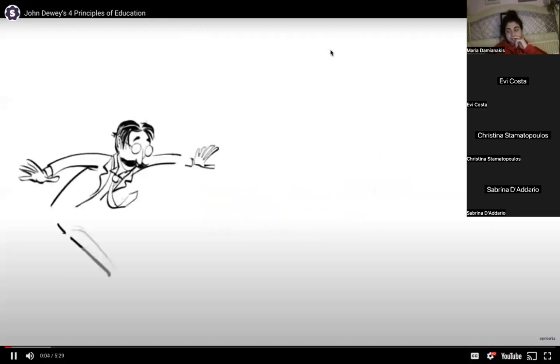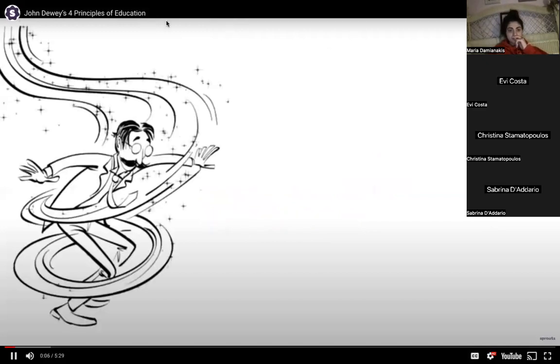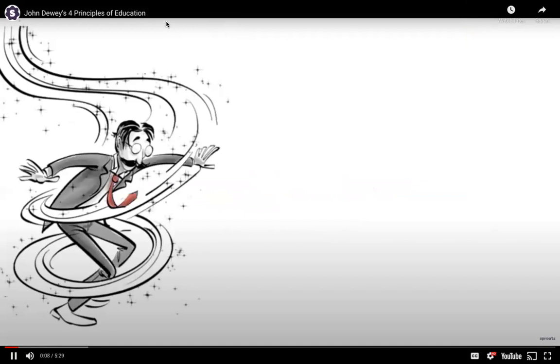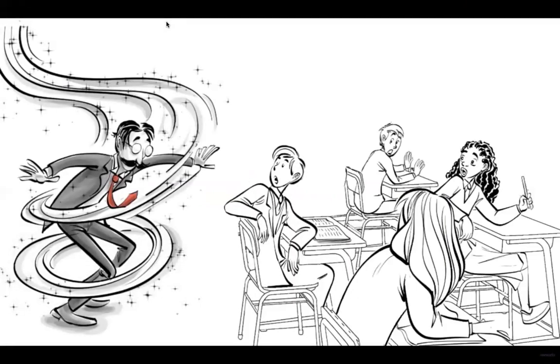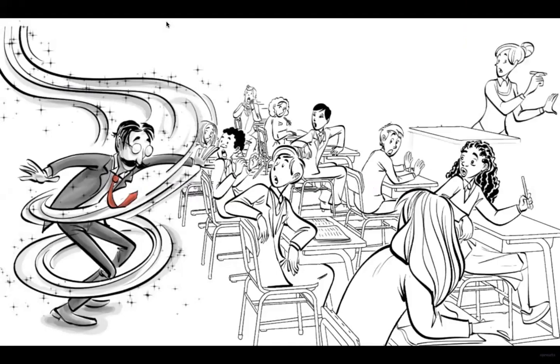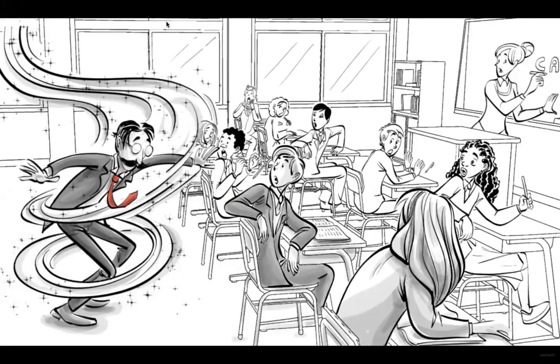There are only a few ideas that had as much of an impact on education as those of John Dewey. To understand his ideas, let's imagine Dewey reappears in the modern world with the mission to implement his theories in a conservative school.